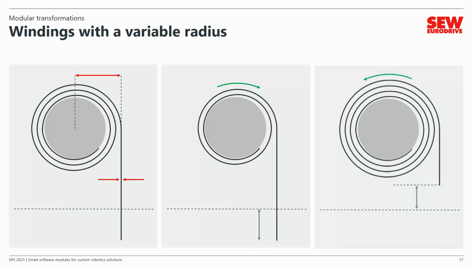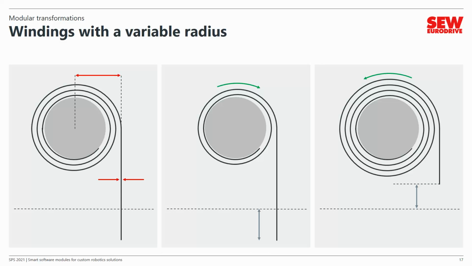There are linear lifting axes of gantries or single column palletizers, with which the effective coil diameter of the rotary drive changes during the lifting motion. To linearize the motion, you can either use an external encoder or use the motor encoder that is already present in combination with a modular transformation.